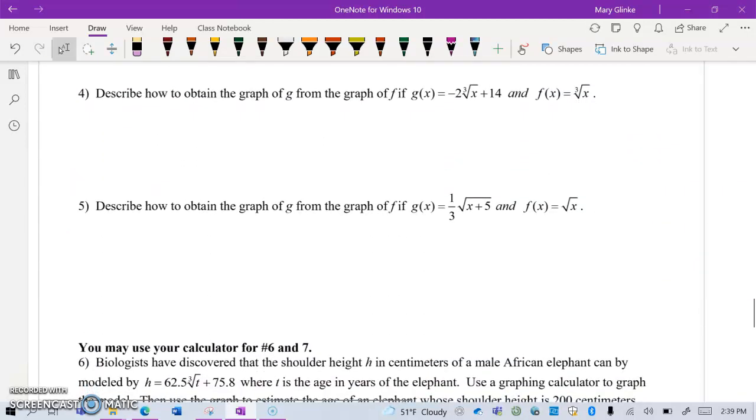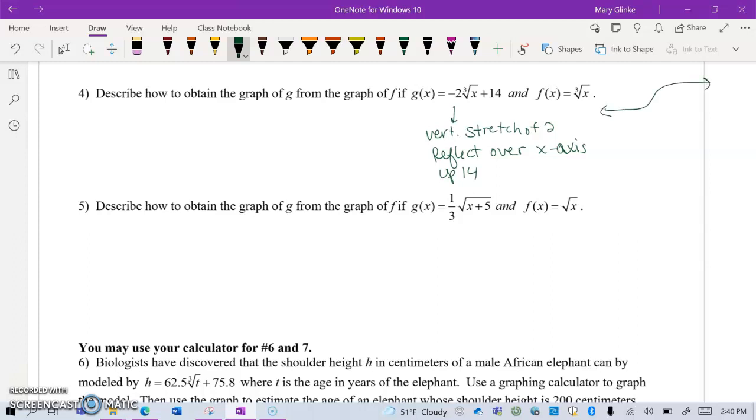So looking at numbers 4 and 5, it's just kind of asking what are the transformations that are occurring for these ones. So for g of x, you have a vertical stretch of 2. You have a reflection over the x-axis, and you have up 14. Think about your cube root graph. That's what you would try to graph and move it all around. For the next one, it's a square root graph. This here would move it left 5 and have a vertical compression of 1/3.